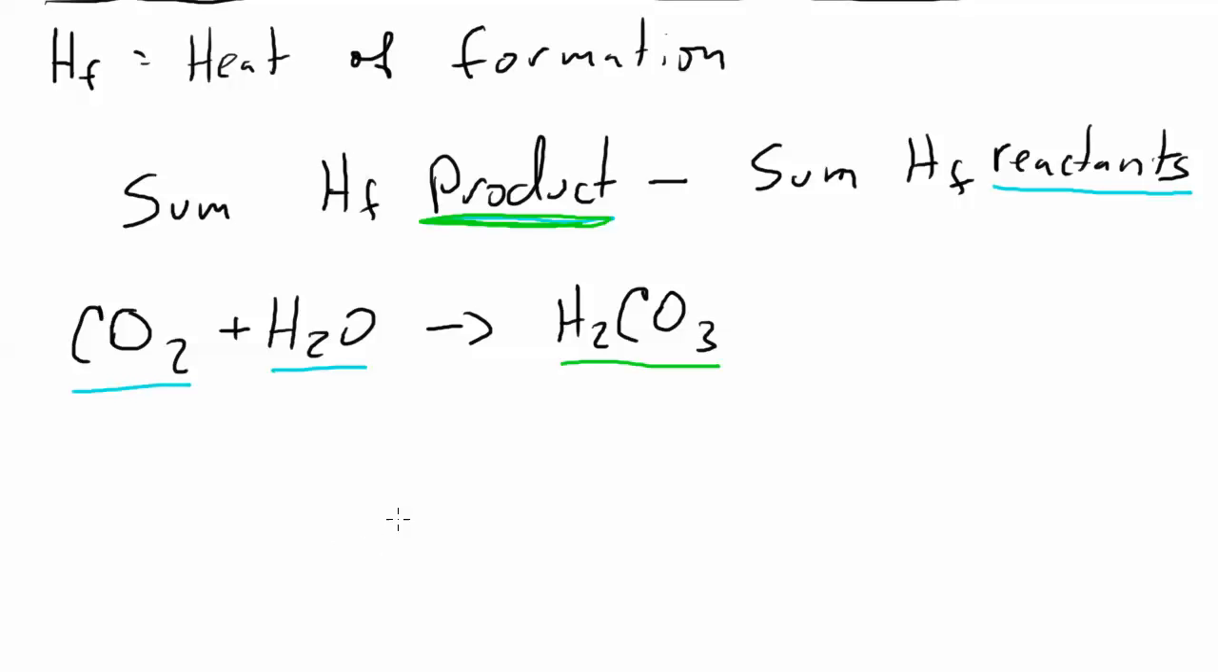So what I'm going to do is find the heat of formation for each one of these compounds and add that together, and then from that I'm going to subtract. See, I just messed it up there myself. I'm going to take the heat of formation of the single compound, and from that I'm going to subtract the heat of formation for each one of these reactants.